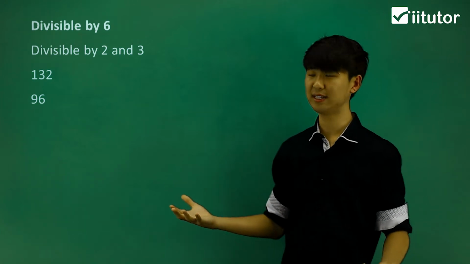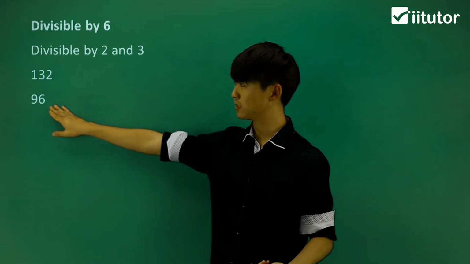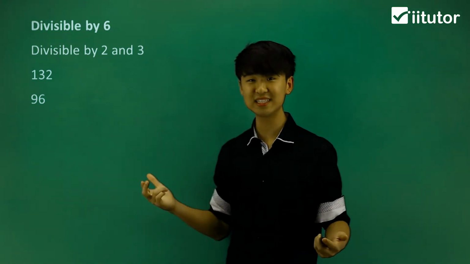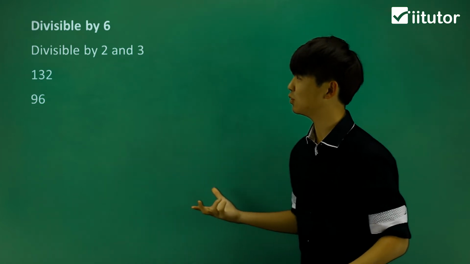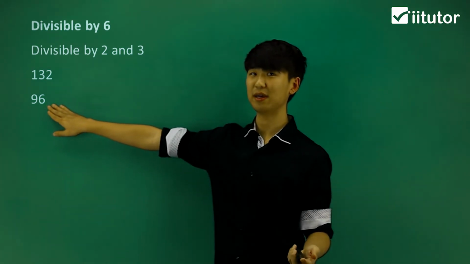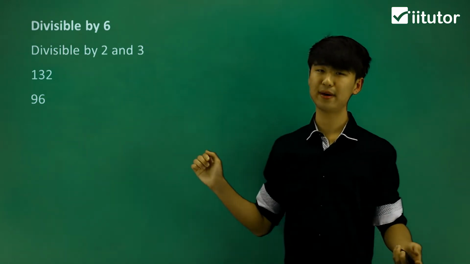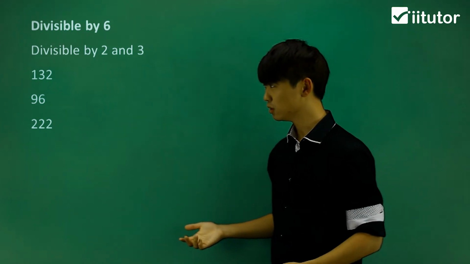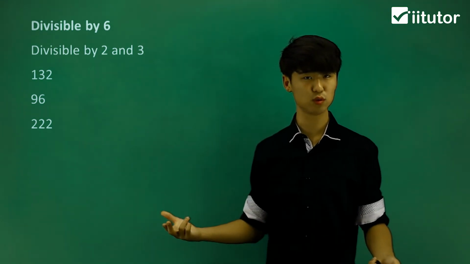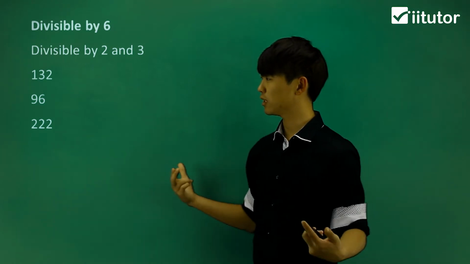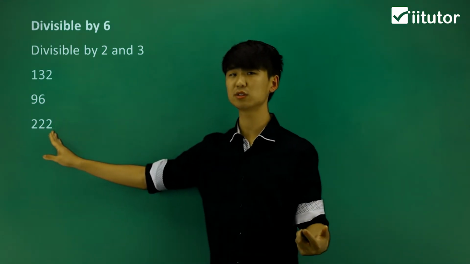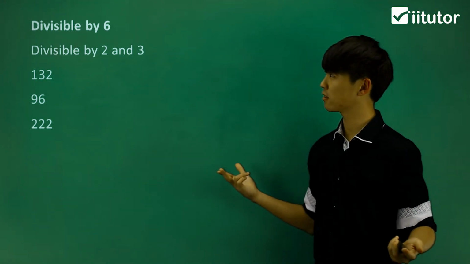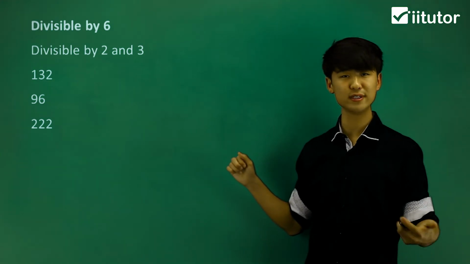Another example is 96. 96 is of course divisible by 2, and looking at the sum of the digits, 9 plus 6 is equal to 15, and that's divisible by 3, so this number is divisible by 3. So it's divisible by 2 and by 3, then it's divisible by 6 also. Now 222, that's divisible by 2 obviously, and looking at the sum of digits, 2 plus 2 plus 2 equals 6, which is divisible by 3. So this is divisible by 2 and 3, so in total this whole number is divisible by 6.